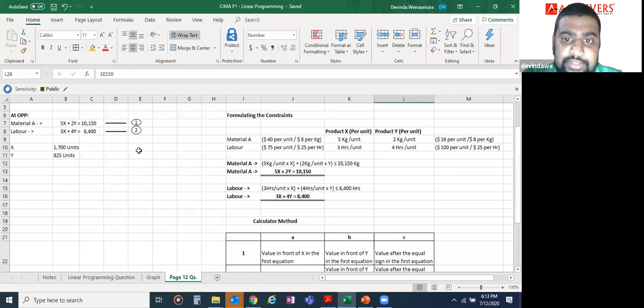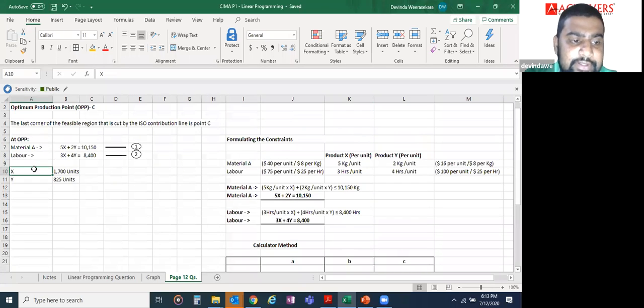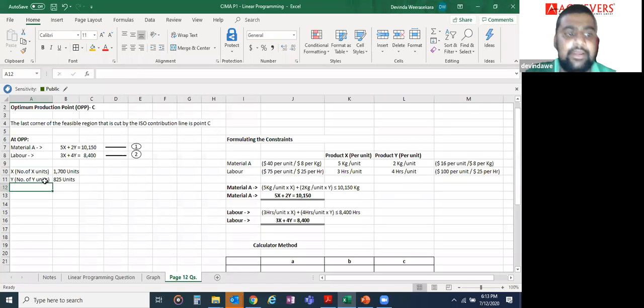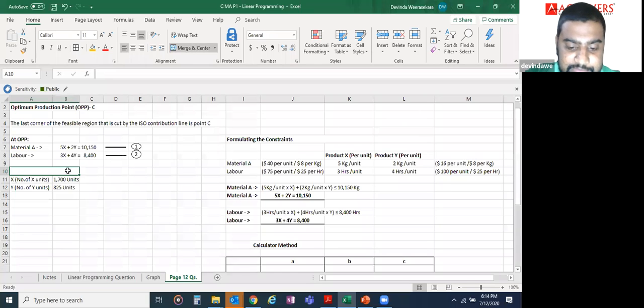Clear? Any questions on that? So now we have solved the optimum production plan. Right, we have obtained the optimum production plan. Now what I want you all to do is, guys, quickly get the profit. They are also asking for the profit, no? Maximum profit. Get the maximum profit quickly.